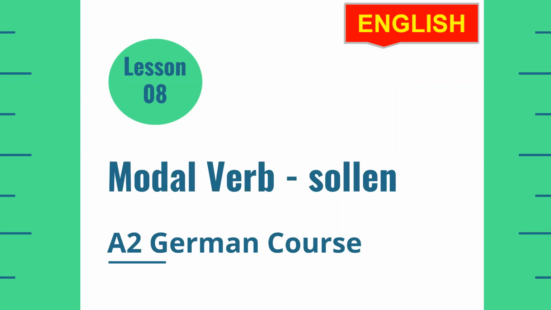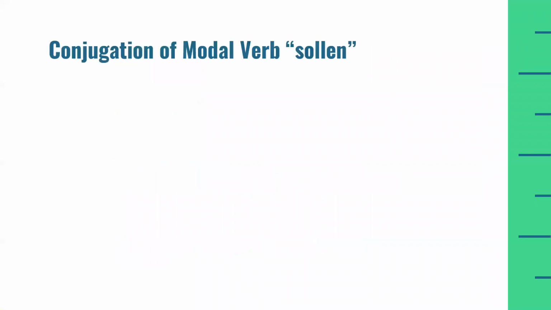Today is the 8th lesson of A2 level of German language course, and today we are going to talk about the modal verb sollen. So let's start. Since it's a verb and we know that every German verb is conjugated according to the subject of the sentence, modal verb sollen will be conjugated according to the subject, and we will see in the beginning what will be the conjugation of modal verb sollen with respect to different subjects.